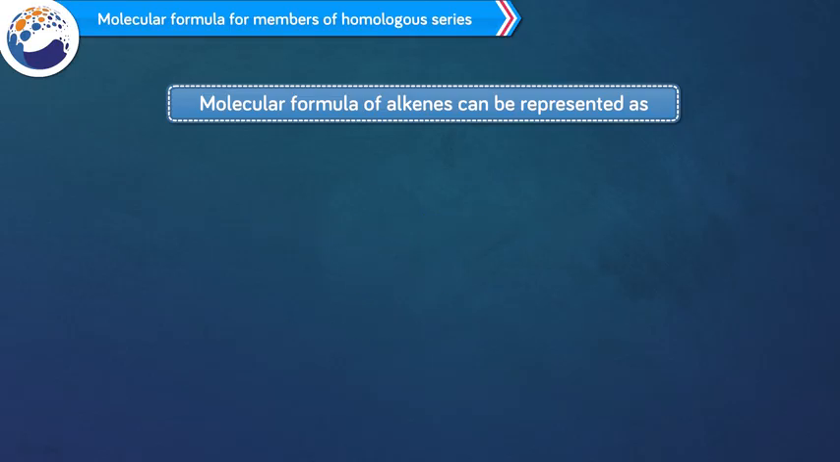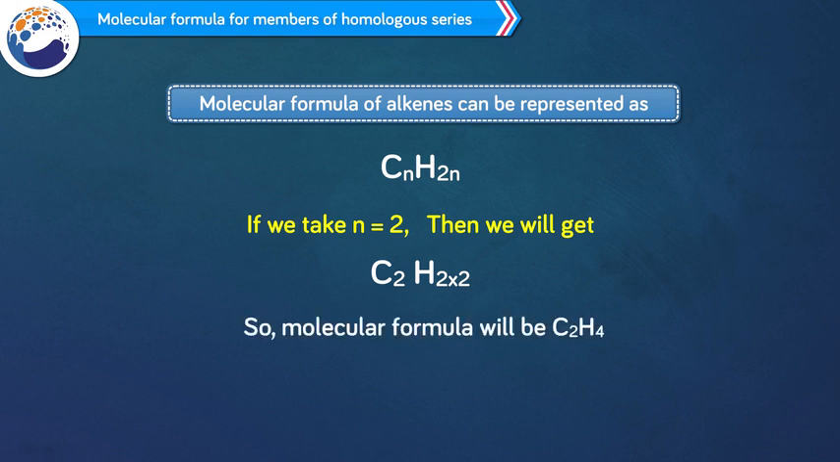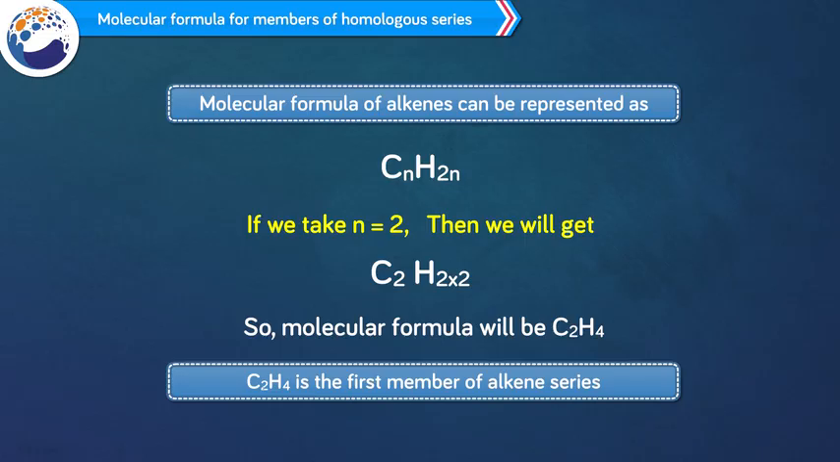Molecular formula of alkenes can be represented as CnH2n. If we put n equal to 2, then we will get C2H(2 into 2). So the molecular formula will be C2H4. C2H4 is the first member of the alkene series.